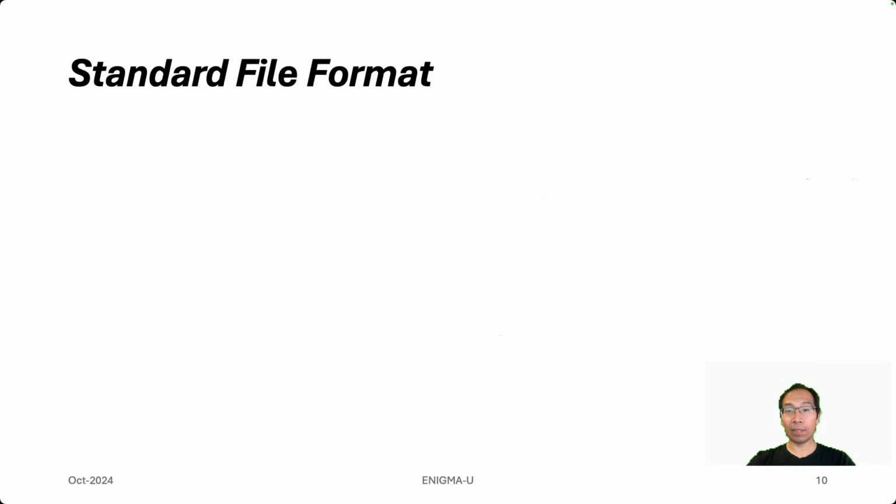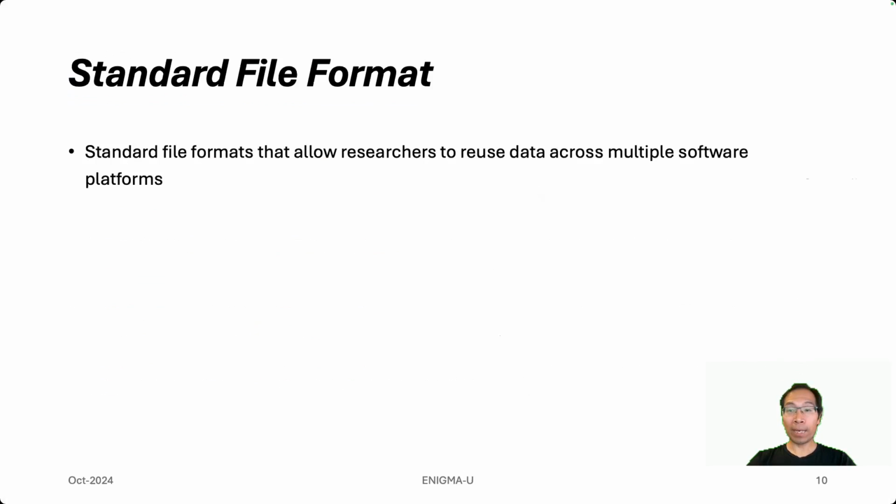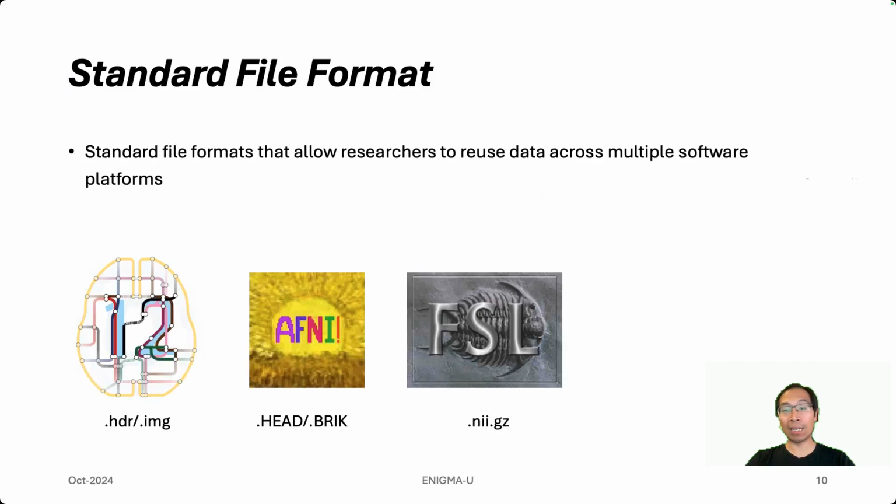As one key element in the data structure, standard file formats that allow researchers to reuse data across multiple software and pipelines have been developed. If you worked with neuroimaging data in the old days, you may know that there are three major software packages for analyzing fMRI data: AFNI, SPM, and FSL. And you may also know that they have their preferred data formats. For example, AFNI uses pairs of files named HEAD and BRIK. SPM uses Analyze 7.5, which also consists of a pair of files, .hdr and .img.